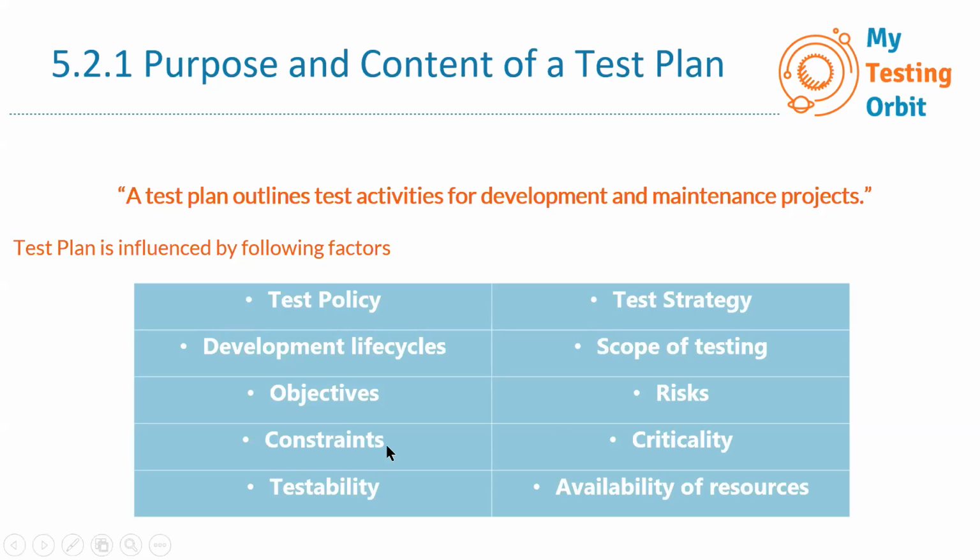The same goes for the constraints, what kind of constraints we have for that specific project. It might be that there are not enough resources, which is actually covered separately. So maybe I can say the budget. Budget can be a constraint as well, or the time given to us for testing can be a constraint. So I need to mention all these things in the test plan.